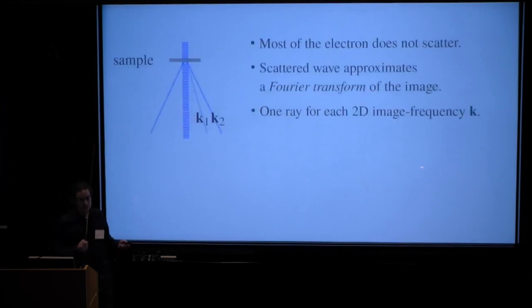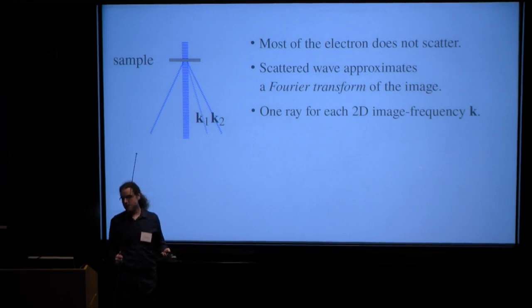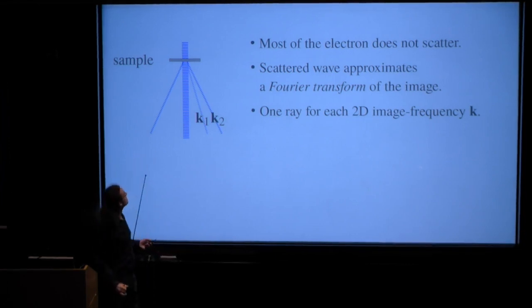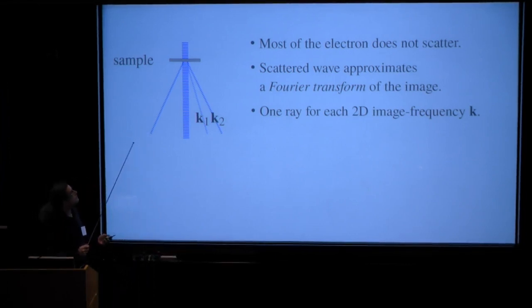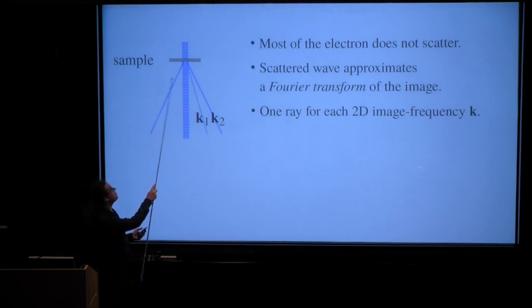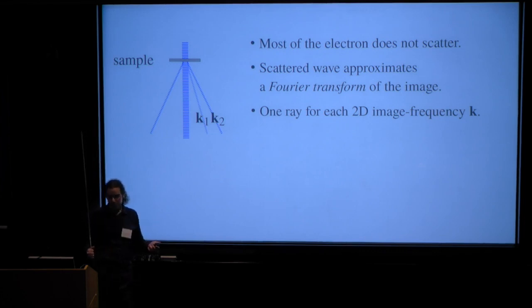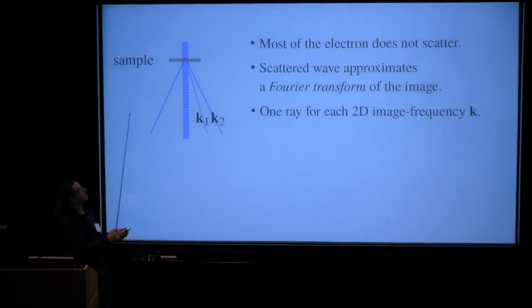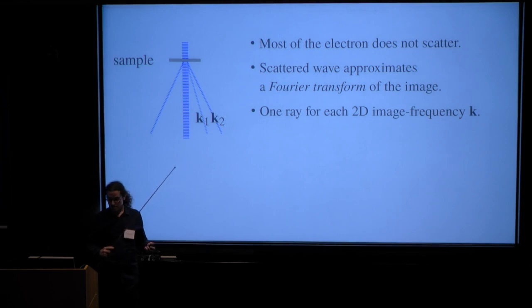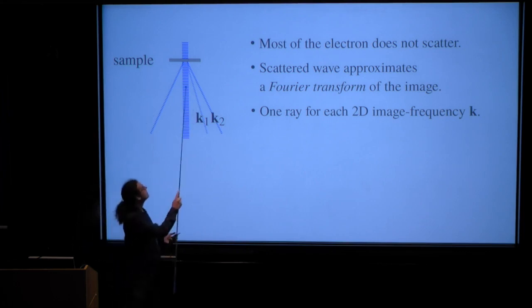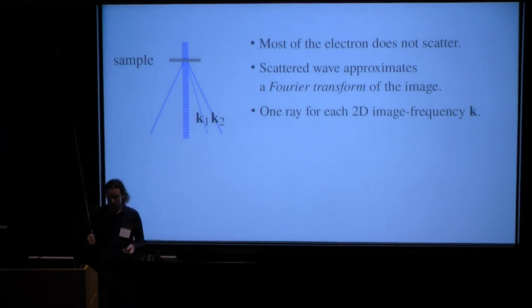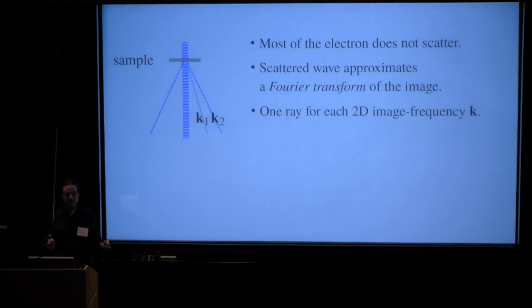So in order to explain this, I'll have to go through some very simplified optics. So in a TEM, when an electron passes through our very thin sample, most of the electron does not scatter, it just passes right through. One small fraction of it scatters and essentially performs a Fourier transform of the image that it sees. So that for every 2D spatial frequency k in the image, there is a corresponding ray moving that direction with that amplitude and phase. There are no discrete rays, of course, unless we look at crystals. It's a continuum of rays.